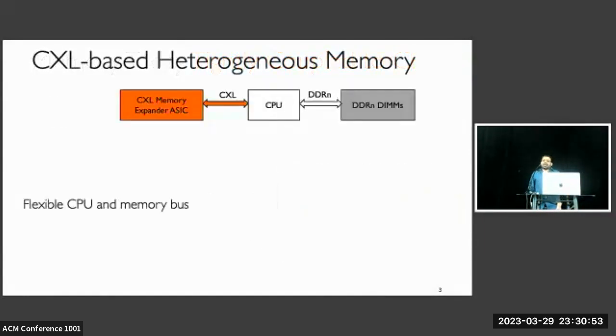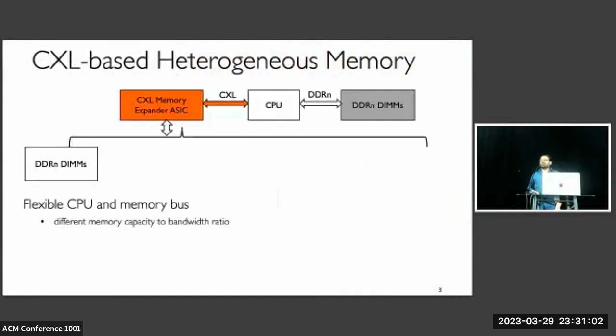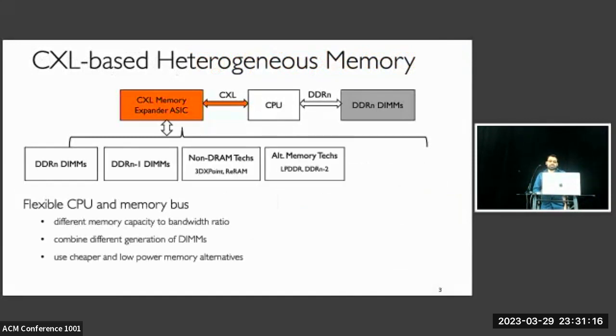CXL enables a finer grain server design by providing a flexible bus between CPU and memory. Through CXL interconnects, memories of different DDR generations can coexist together, and it enables different capacity to bandwidth ratios. We can also add cheaper and low power memory technologies in parallel to the DDR channels. And also, CXL enables near memory computation by attaching accelerators to the CPU over the CXL interconnects.